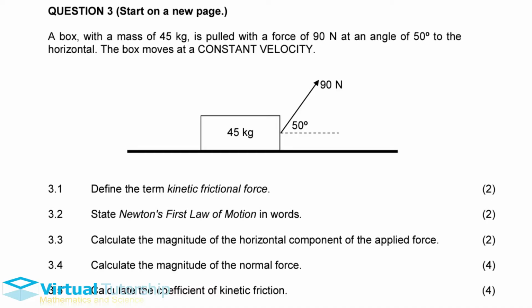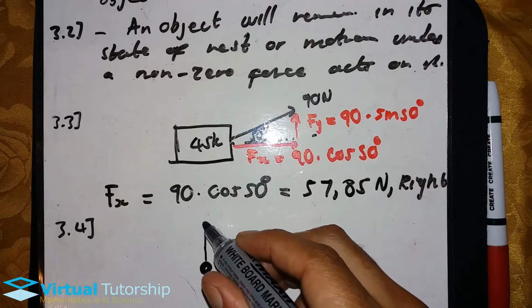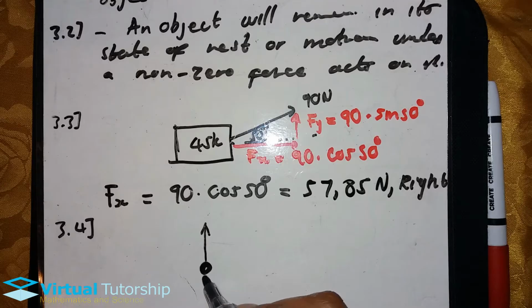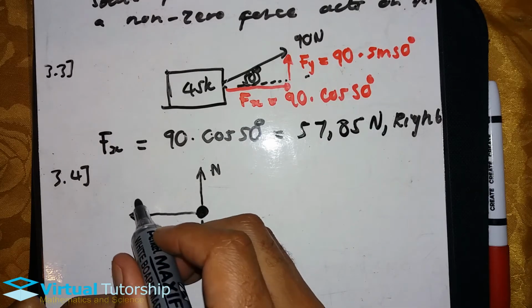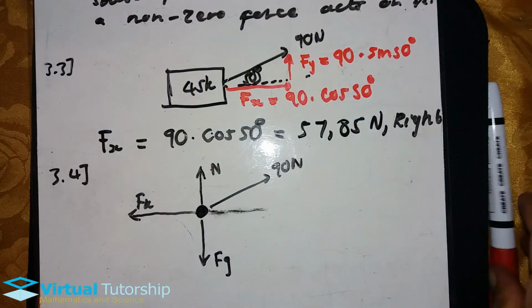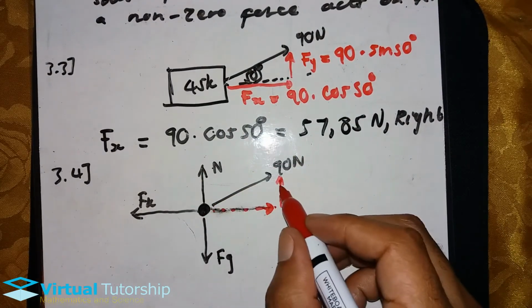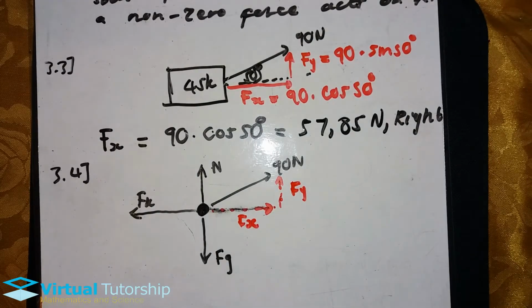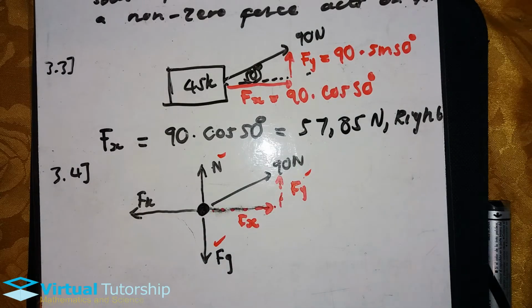Now 3.4 says calculate the magnitude of the normal force. Let's draw a free body diagram just to understand what is going on here. We have Fg, and then the normal force, and then Fk, and then the applied force of 90 newtons. But then don't forget these components, which are not needed in a free body diagram, that's why I'm using dotted lines to show them. So look, vertically now there are three forces at play.